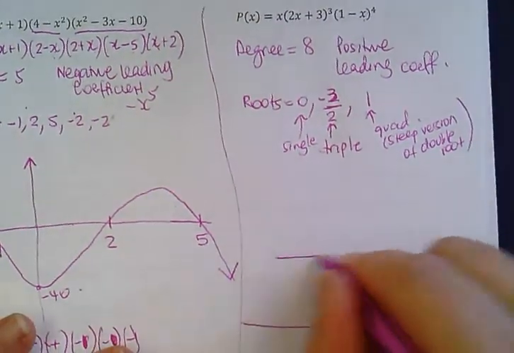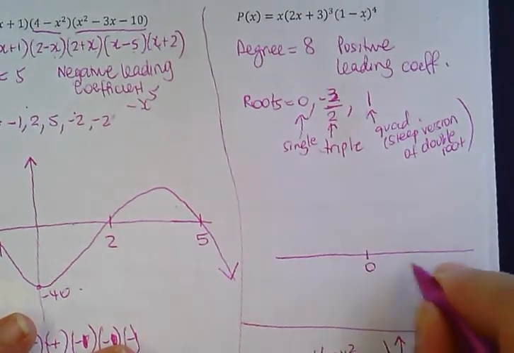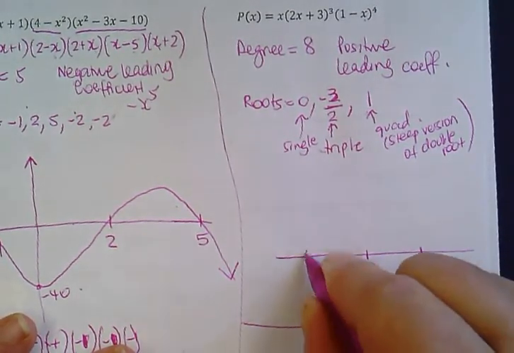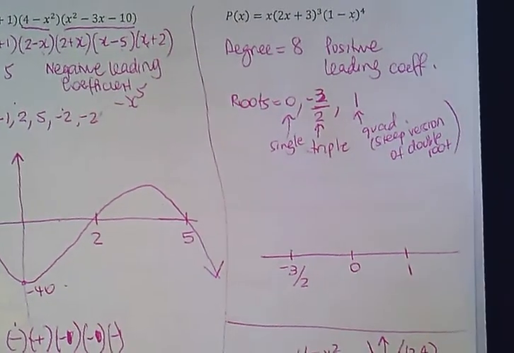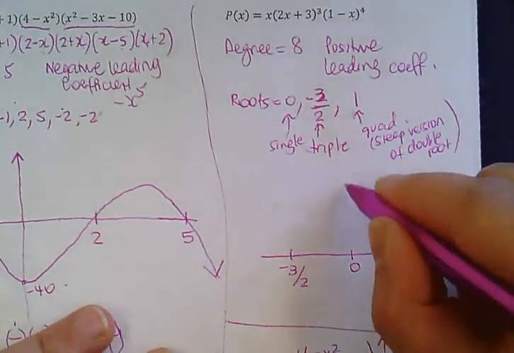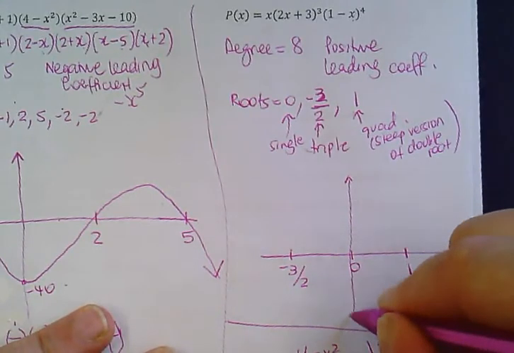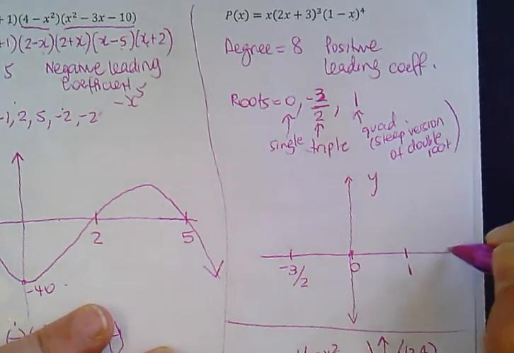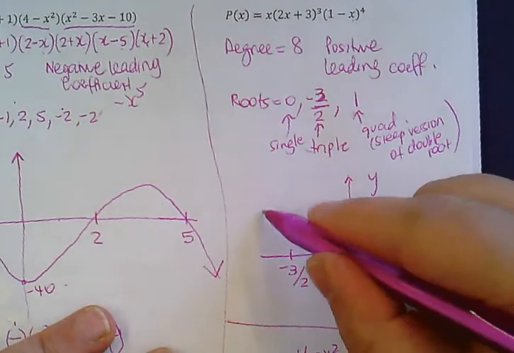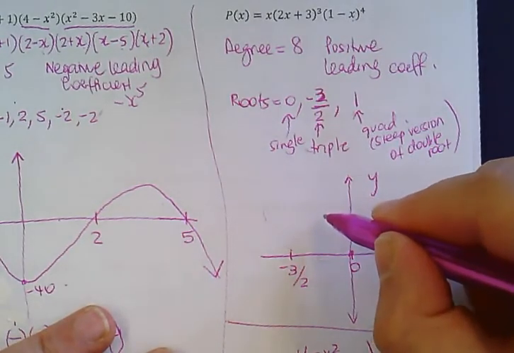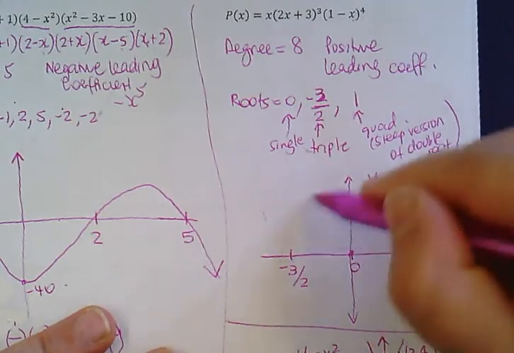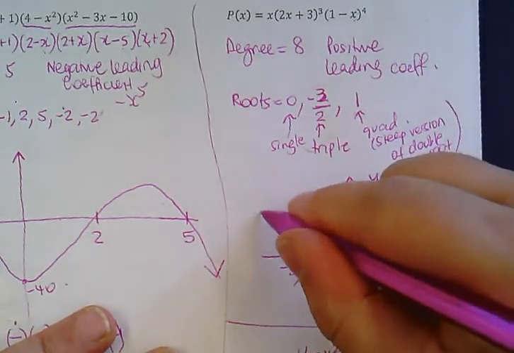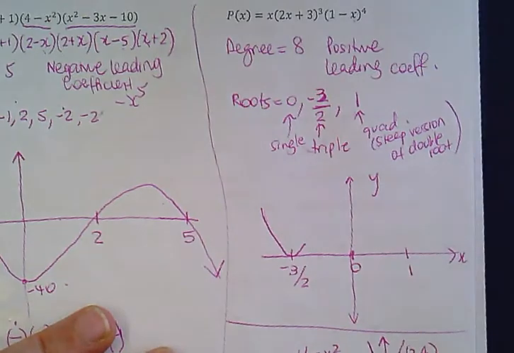So let's draw it. We've got a root at 0, a root at 1, and a root at -3 on 2. We know we've got a triple root at -3 on 2. We've got a root at 0, so that's my y-intercept. Do we start up here with a degree 8 positive? We do, because x squared's like that, x to the 4's like that, x to the 6 is like that. So we should start up here.